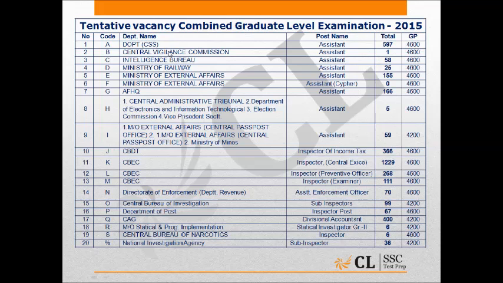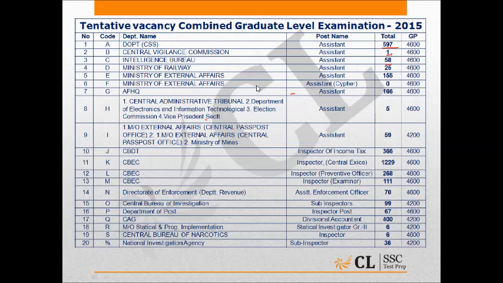So for example, you have this 597 posts for CSS, you have one post for CVC, you have 58 posts for Intelligence Bureau, and so on, like that. Now the first criteria is, let's say, job profile.